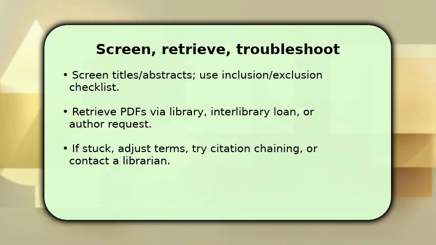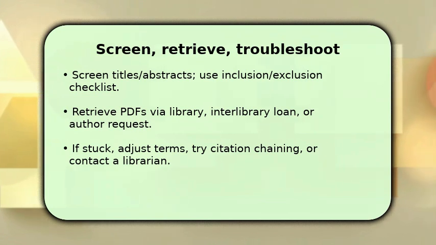If you hit a dead end, broaden synonyms. Use cited by or reference lists to find related work, or ask a librarian for targeted help. This often resolves access or search gaps.